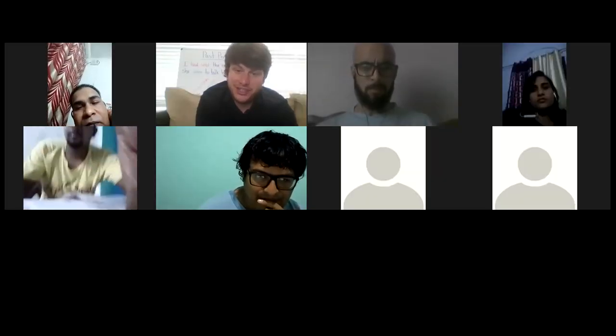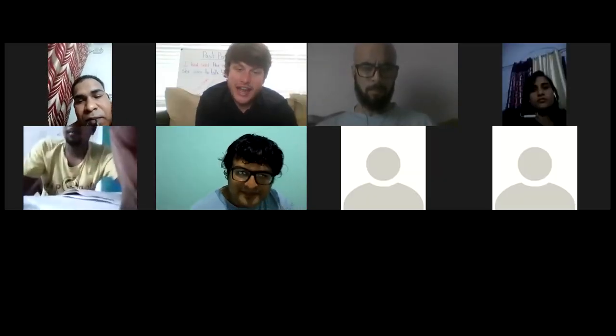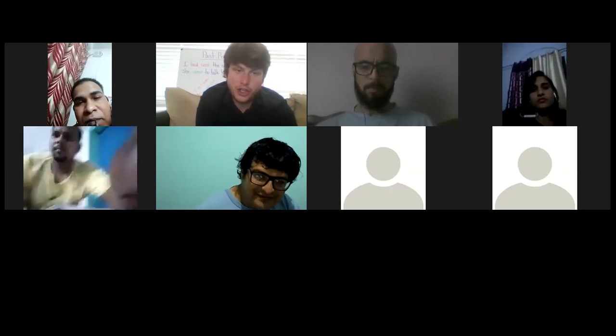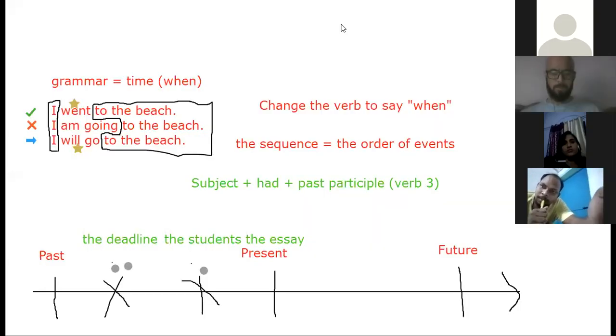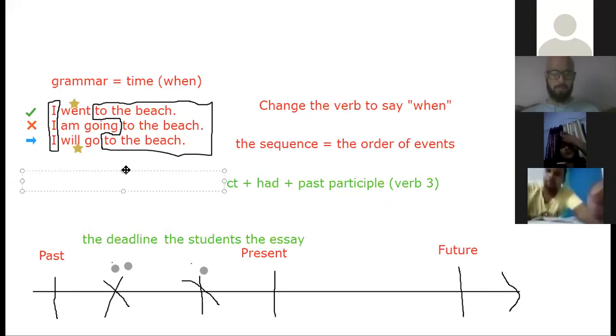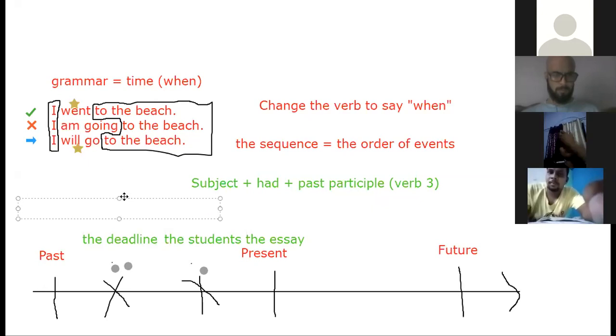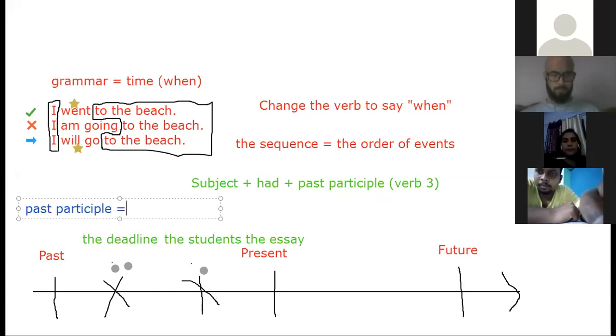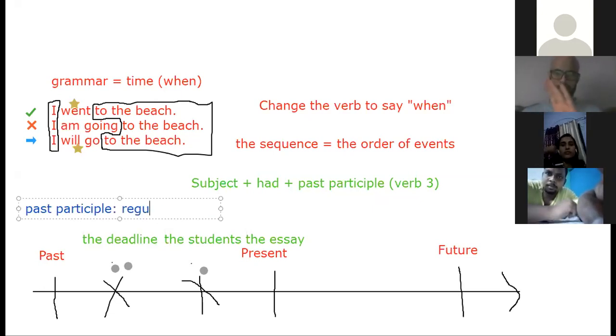Before the speaking, I want to ask you a bonus question. Who can tell me the past participle? Verb 3, right? Because that is one of the parts of the form, right? So you need to know the past participle. Who can tell me the past participle? Regular verbs. Who can help me with that one? Explain it to me. What is it?